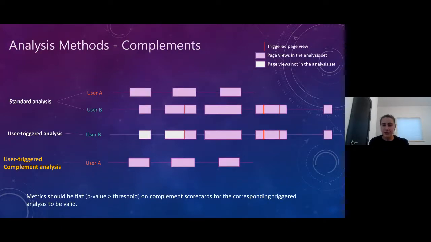For the interest of time, I'll go through this quickly. This is just one technique to make sure that your counterfactual flag is correct. This is what we call the user triggered complement analysis. You still compute a scorecard on the users you excluded to make sure that there is no treatment effect at all in that scorecard or in that analysis, and that verifies that your triggered condition is actually correct.